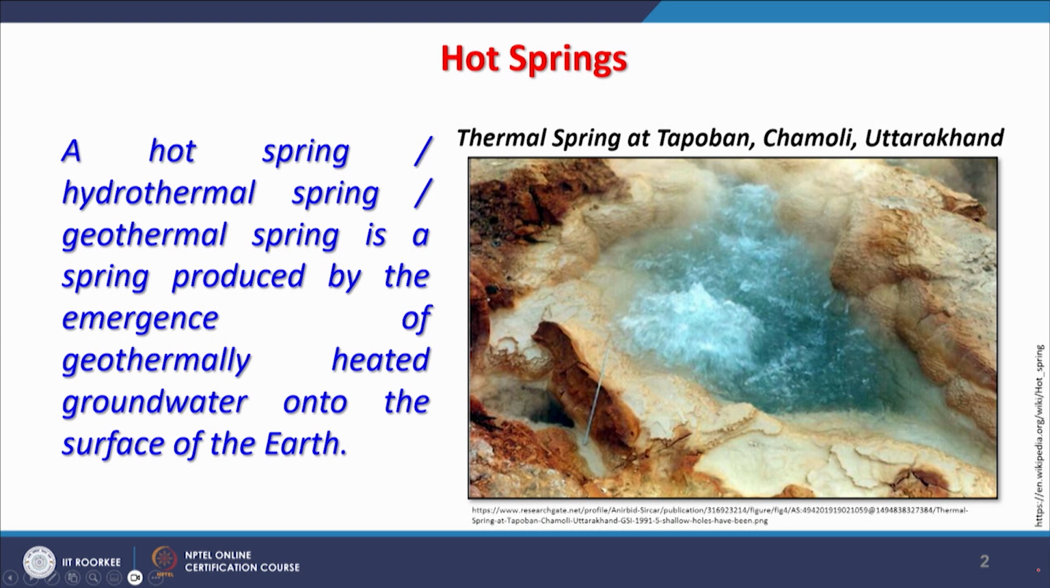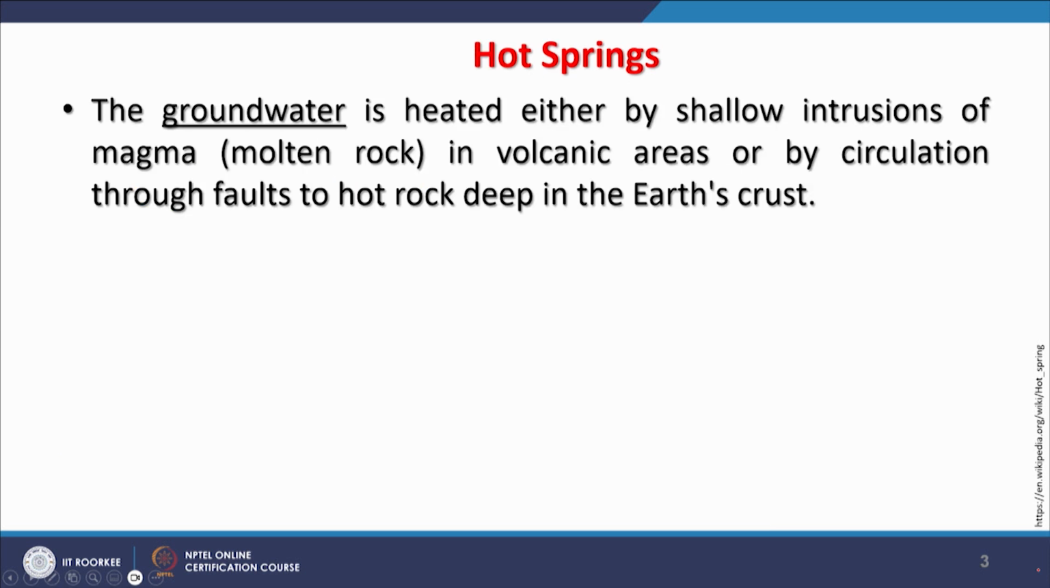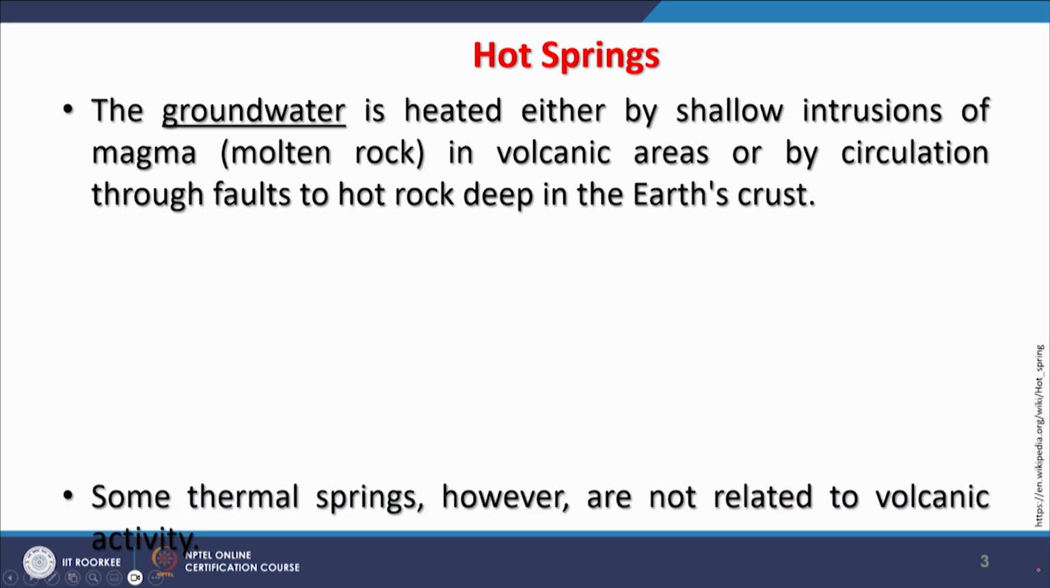That means the heat to heat up this water is coming from deep down in the earth, and that is the relation. That is why they have a lot of dissolved minerals in them. Groundwater is heated either by shallow intrusions of magma, that is molten rock in volcanic areas, or by circulation through faults to hot rock deep in the earth's crust. So, if there is a geological fault, the water might go down through the fault openings and then come up somewhere else as very hot water, or as a hot spring.